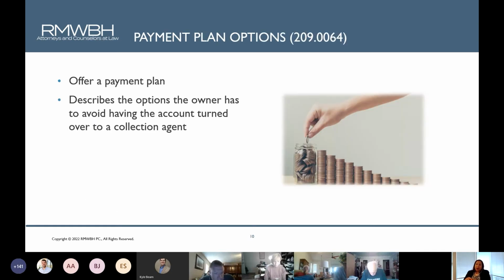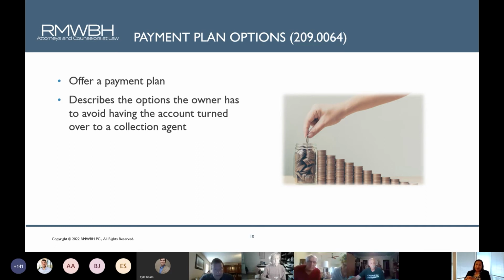The payment plan options, again, another important part. And if your 209 letter has all of the requisite provisions, but for whatever reason forgets to offer a payment plan, that's a big X. That means it doesn't comply. So you have to offer a payment plan to the homeowner for that assessment year.